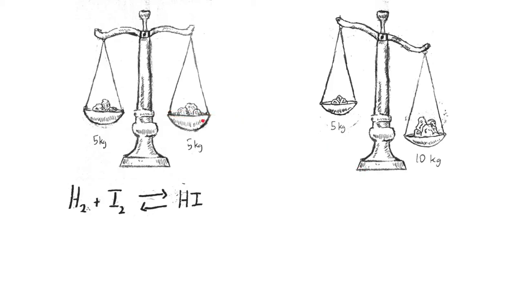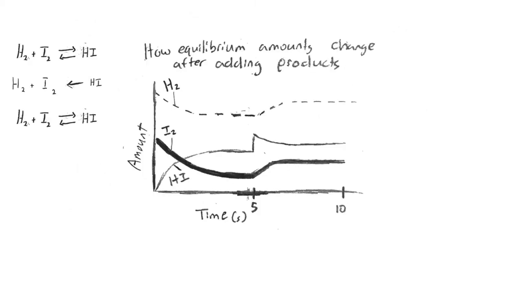The answer is simple. We turn our products into reactants. We do that through the reverse reaction. Through the reverse reaction, we can re-establish a balance. After the reaction has reversed back enough, we're going to have new equilibrium amounts that reflect the amount of products we added. I'm going to summarize what just happened with this graph.